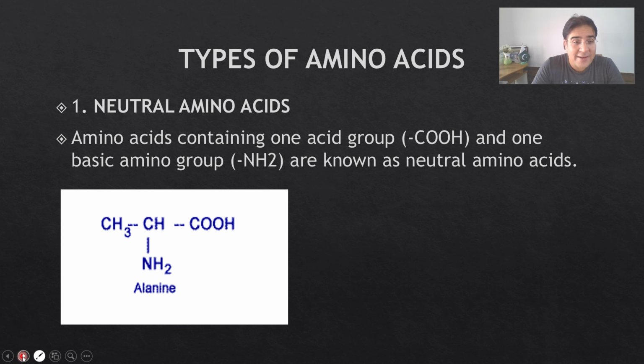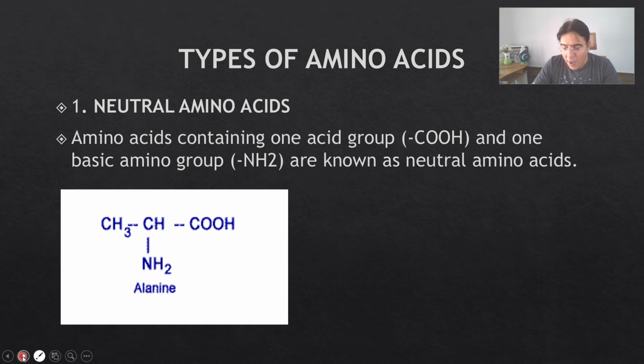The IUPAC name of alanine is 2-amino propanoic acid. I think alanine is one of the essential amino acids, one of the essential amino acids without which we cannot survive. And alanine is 2-amino propanoic acid.